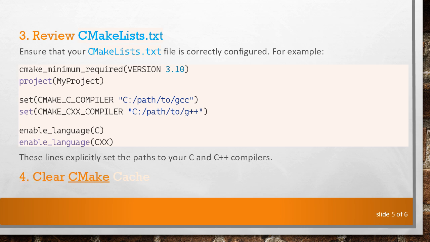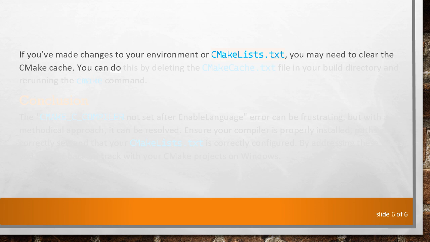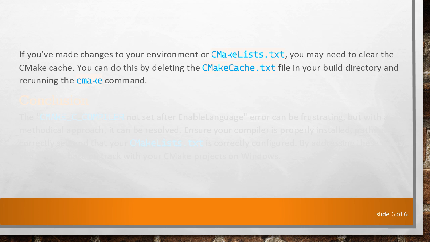4. Clear CMake cache. If you've made changes to your environment or CMakeLists.txt, you may need to clear the CMake cache. You can do this by deleting the CMakeCache.txt file in your build directory and rerunning the CMake command.